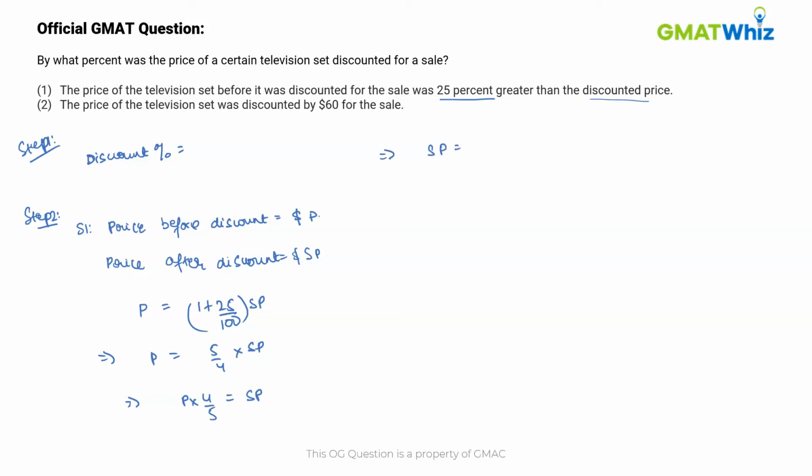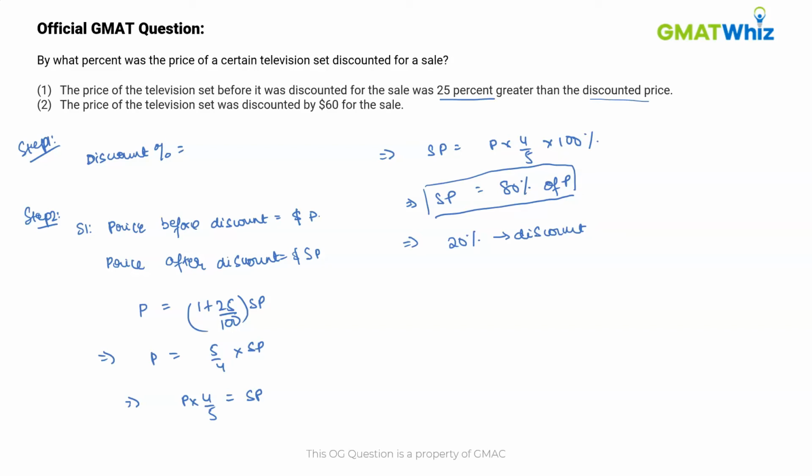Thus, SP is equal to P times 4 by 5, and to change this into percentage, because we have to find the discount percent, we multiply the right hand side by 100 and we get 80% of P. Now, what this equation means is that the selling price after discount was 80% of the initial price of the television set. From this we can conclude that the discount is 20%.